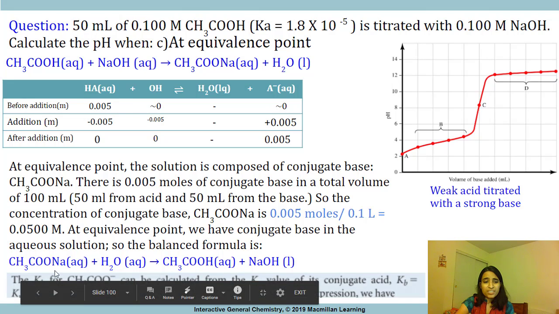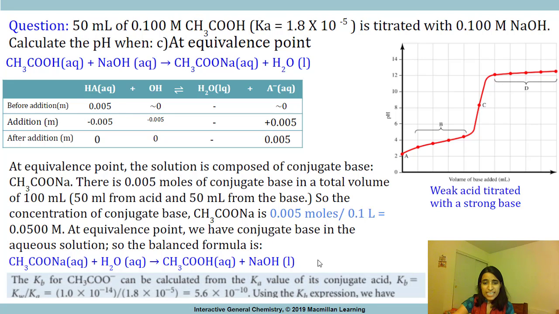Now, one of the other things you have to realize is since we have the conjugate base, we are going to need Kb. So if it's conjugate base plus water, it's Kb. If it's an acid plus water, we need Ka. So base plus water should be needing Kb.